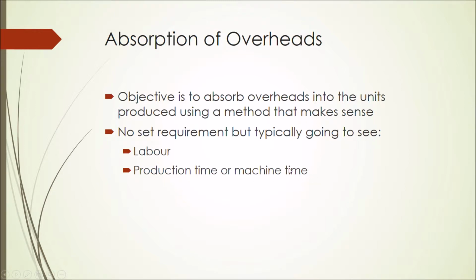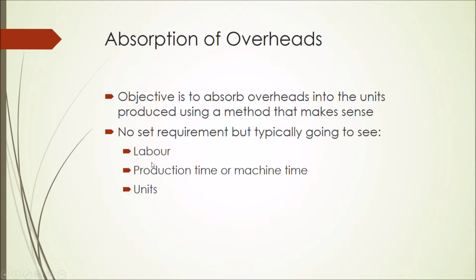So this is how long it sits on our machine, or how long it sits in our workshop, the time that it takes to go through. And then the last one is just straight up units, the amount of units produced. We've got so many overheads. We've got so many units. We're just going to divide one by the other. So that's the type of thing.